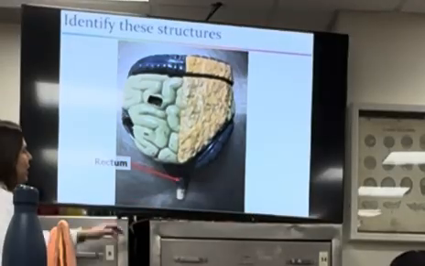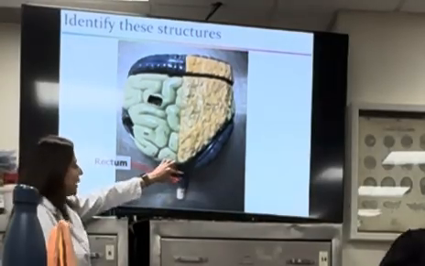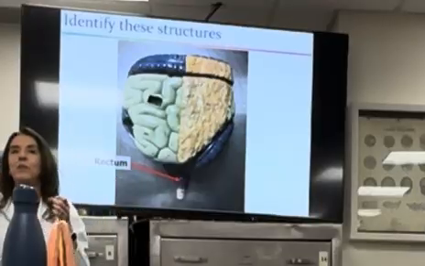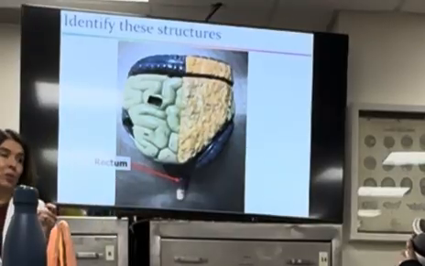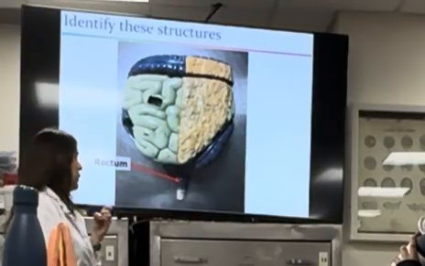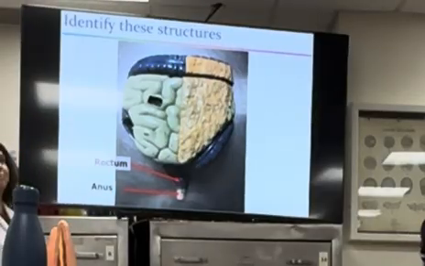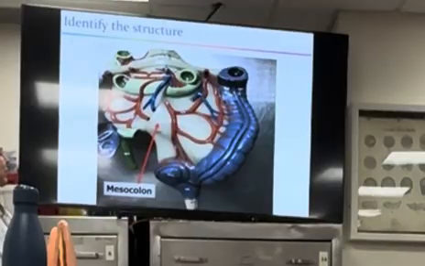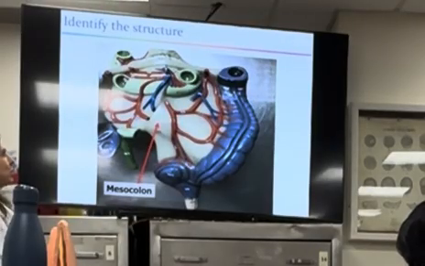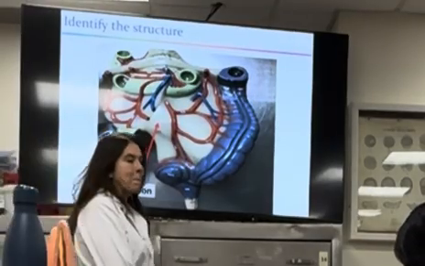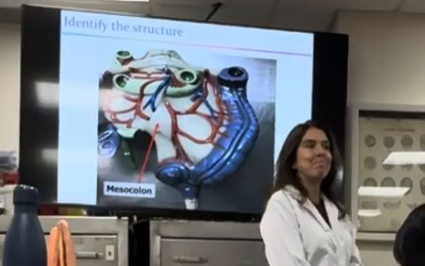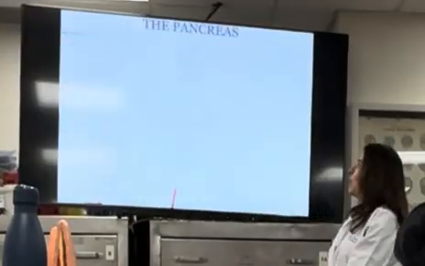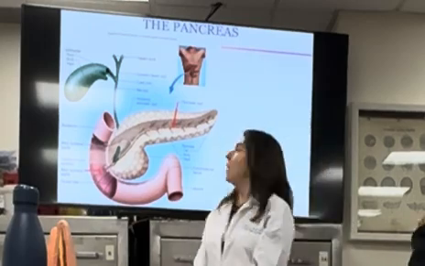Okay. Here we have the rectum. The rectum is the area where feces will be temporarily stored before a bowel movement. And then the anus. Those are all the structures that we need to be familiar with. That's a mesocolon or mesentery, whichever way you want. Any questions? All right, we're going to move on to the pancreas.